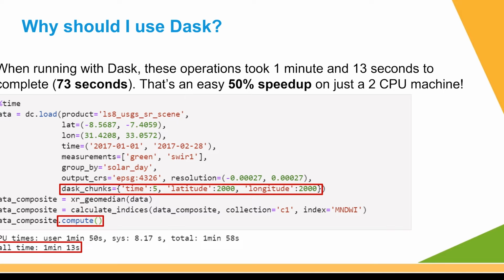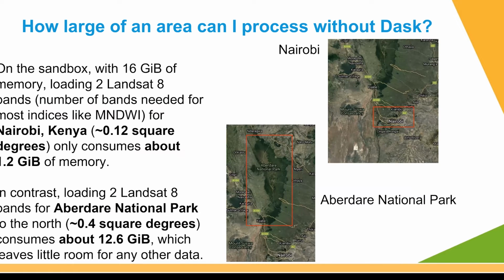All right, so how large of an area can we process without Dask? When do we actually have to start using this? Well, on the sandbox with 16 gigabytes of memory, loading 2 Landsat 8 bands, which is an important number because it's typically the number of bands we need for indices. NDWI needs it, MNDWI, think of a few more.